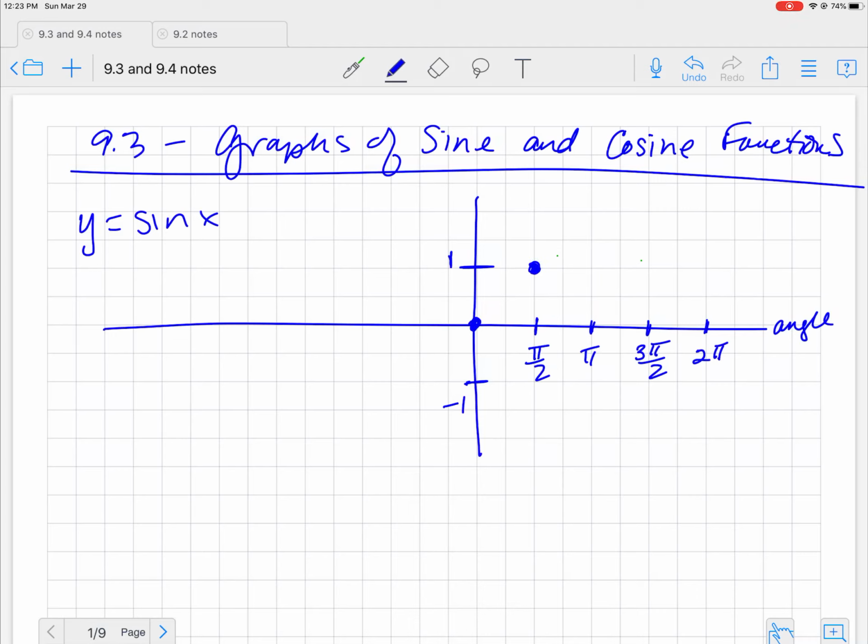So at sine, I'm starting here at 0. At pi over 2, so keep your unit circle handy, I come up to 1. At pi, we come back down here to 0. At 3 pi over 2, we are down here at -1. And then at 2 pi, we're back here at 0.